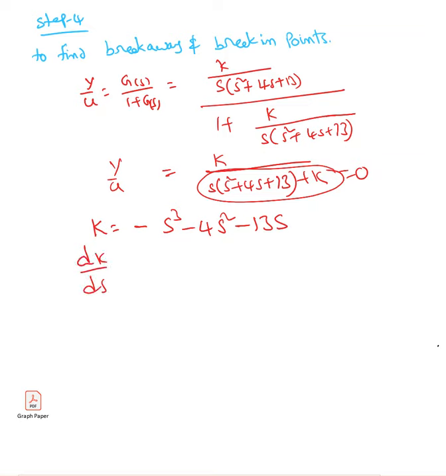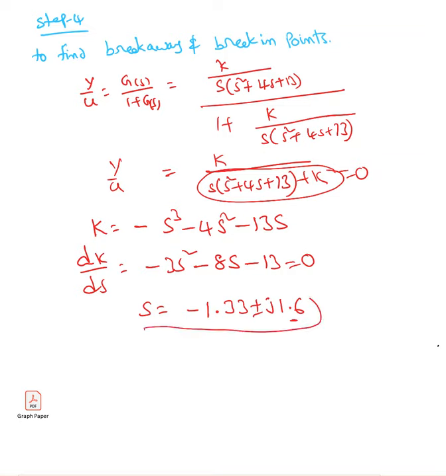dk over ds equal to minus 3s square minus 8s minus 13 equal to 0. Then find the s value. We'll end up with s equal to, by using quadratic equation, I end up with minus 1.33 plus or minus j 1.6.